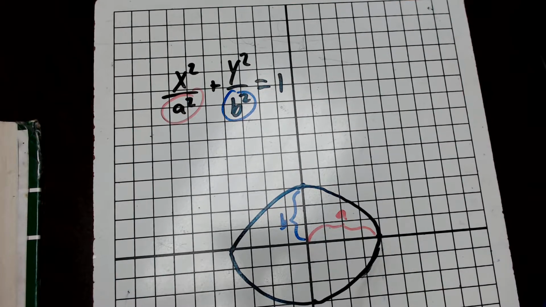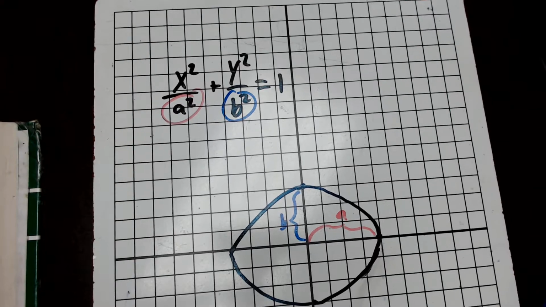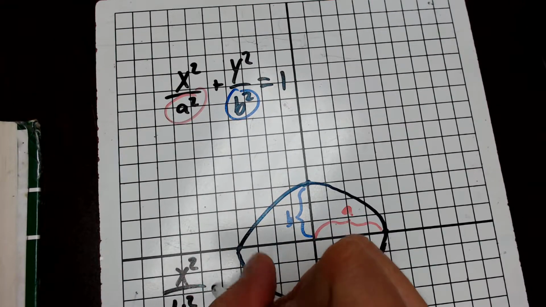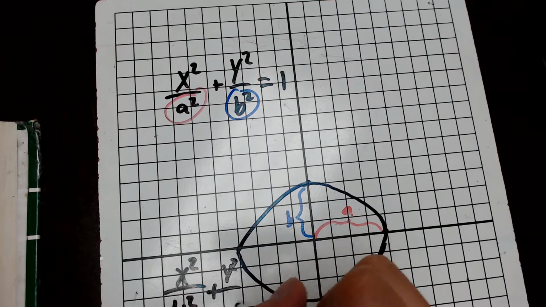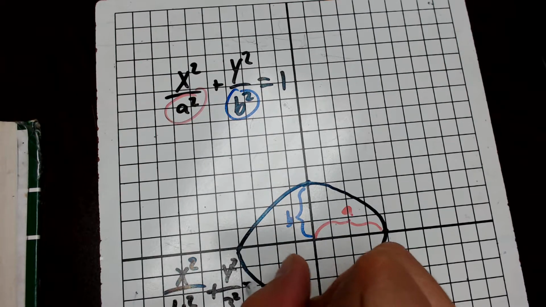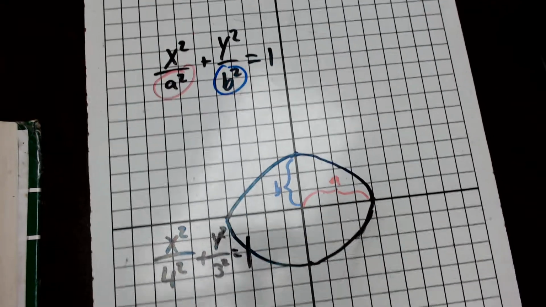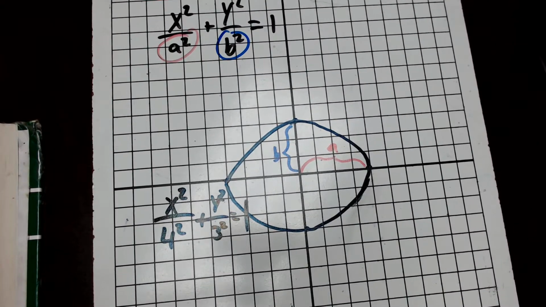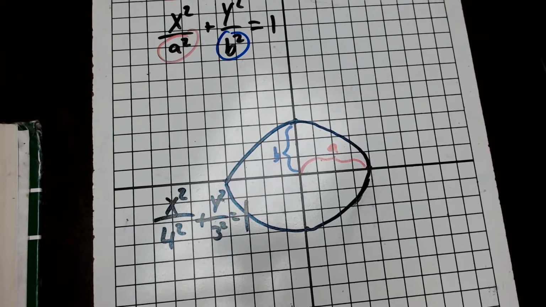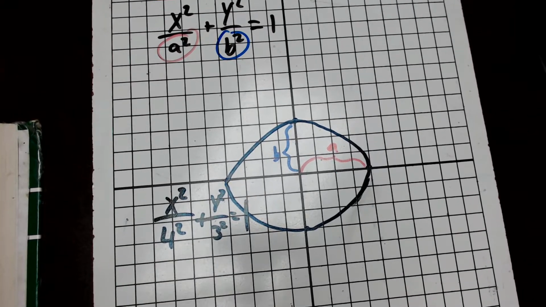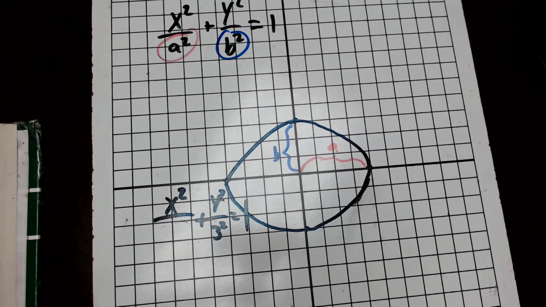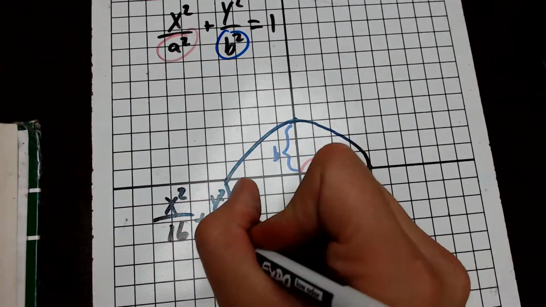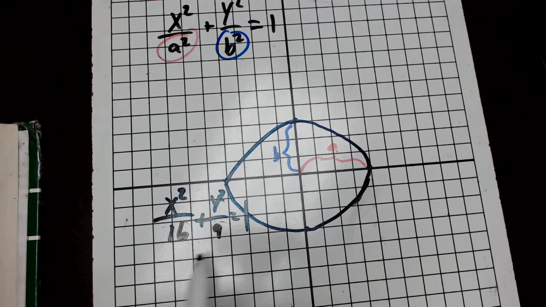So the standard form of the equation of this ellipse that I drew right here would be x squared over 4 squared plus y squared over 3 squared equals 1. That would be the equation of the ellipse I drew. Oh, yeah, we would simplify this. So 4 squared we would just write as 16, and 3 squared we would just write as 9. And that's how you would view the ellipse.